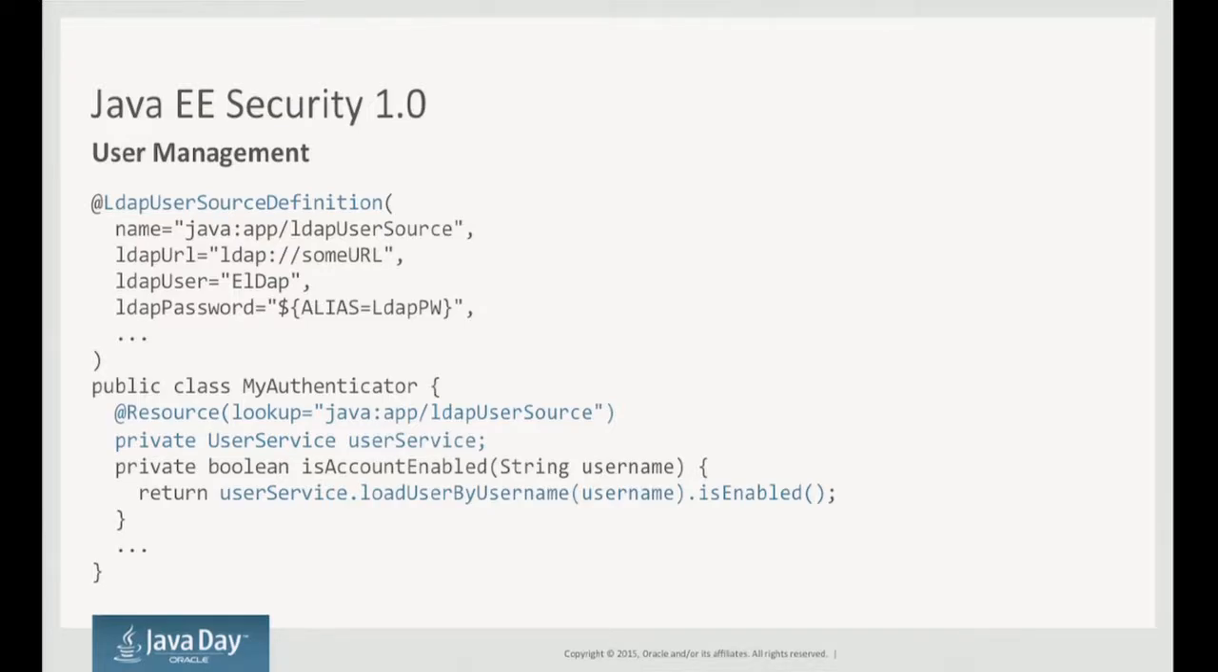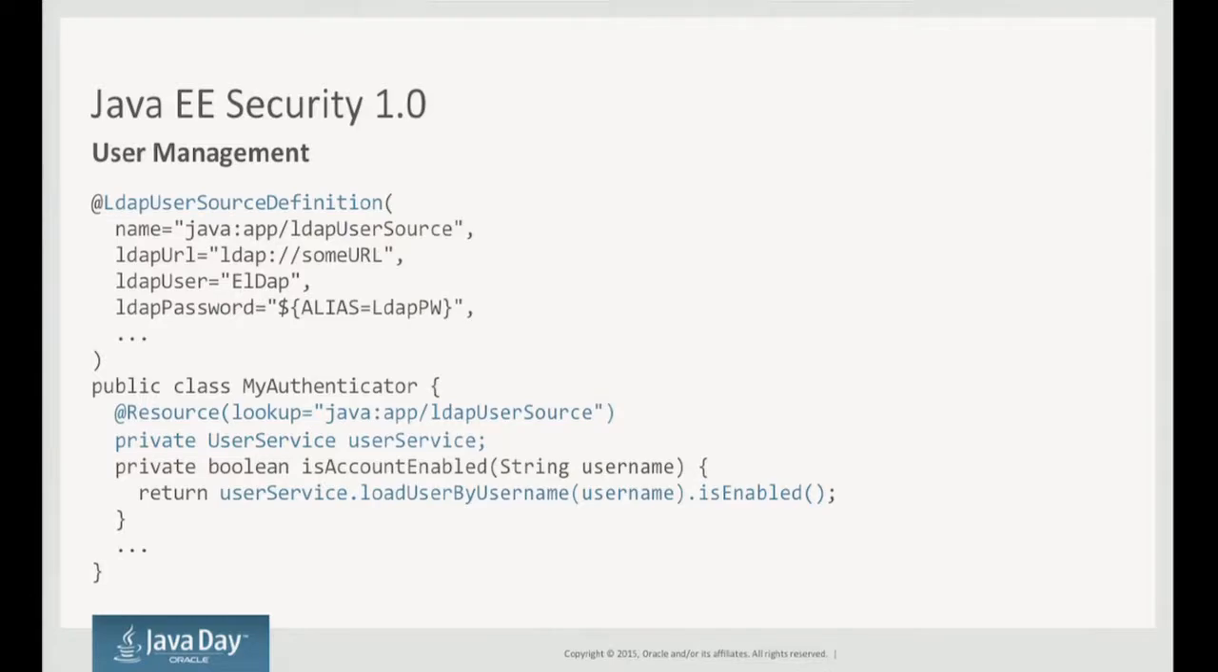So here's a straw man example of what this might look like. This is an example for an LDAP user repository. The name is the JNDI name where you're going to access this. The URL is the URL for the repository itself. And I've provided a user, and notice that the password is using our password aliasing capability.